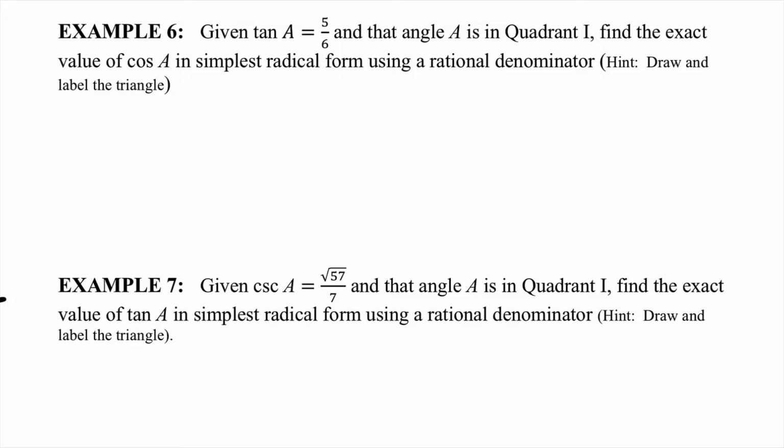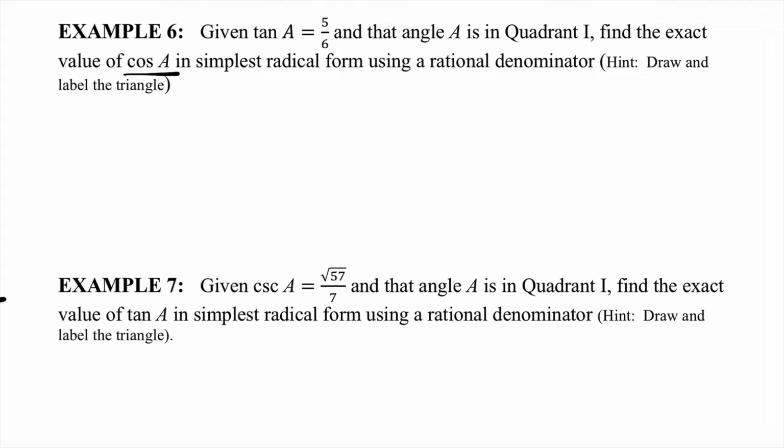Okay. So in quadrant 1 means everything is up in quadrant 1, all positive numbers. All of these today will be in quadrant 1, so you don't have to worry about the negatives. Find the exact value of cosine of A. So they want us to find cosine of A. That's the problem we have to find. In simplest radical form using rational denominator. All of that is just, if you have a square root in the bottom, do what we did on the last problem. That's all it means. If that needs to happen.